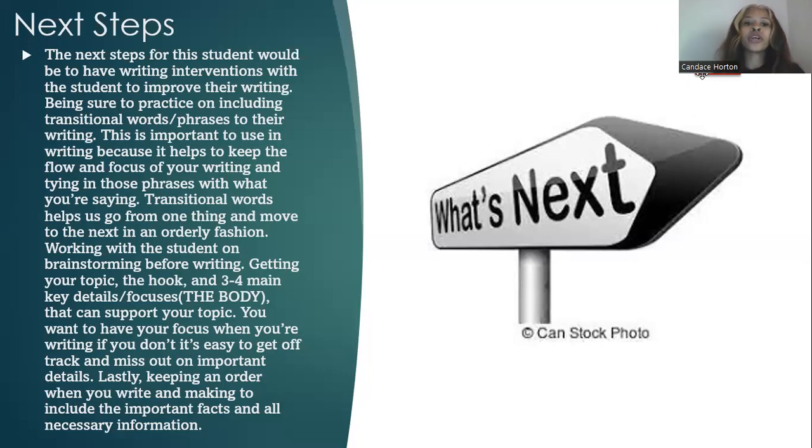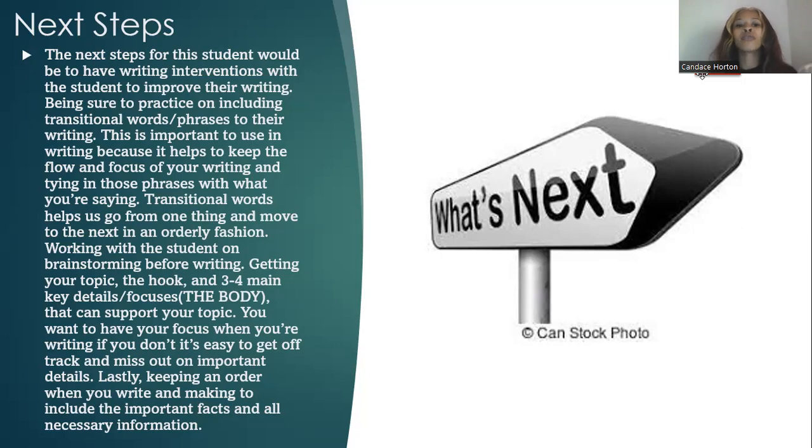And I'm going to make sure to practice on those linking and transitional words, because of course students are not just going to know this, you have to model and provide that intervention for them because these are elementary students. So I would practice on those specific words and phrases that she can use in her writing. Next, finally, last, therefore, because. And this is important because it also helps to keep the flow and the focus of the writing.